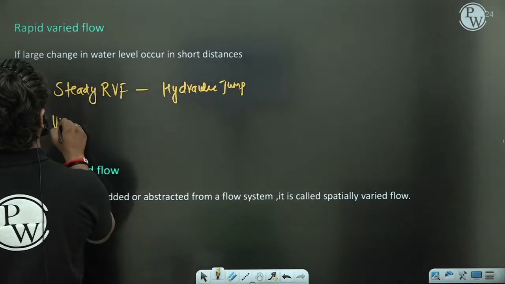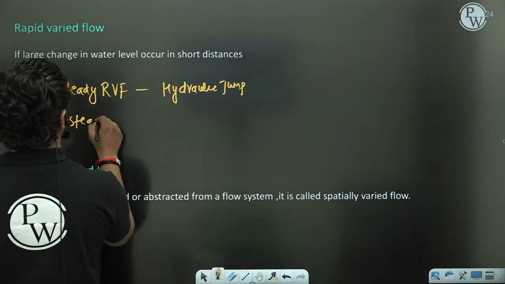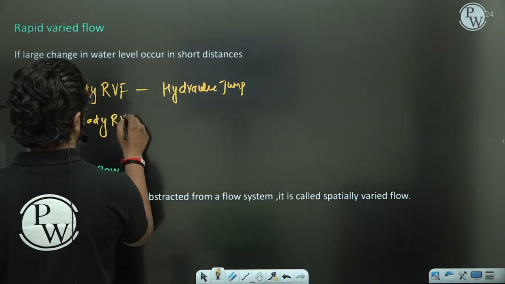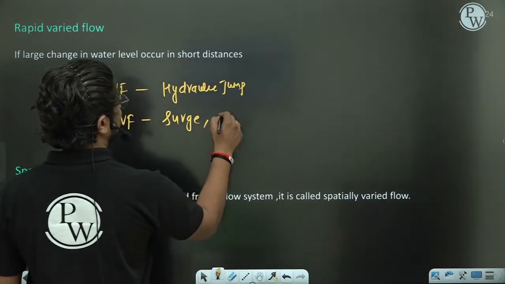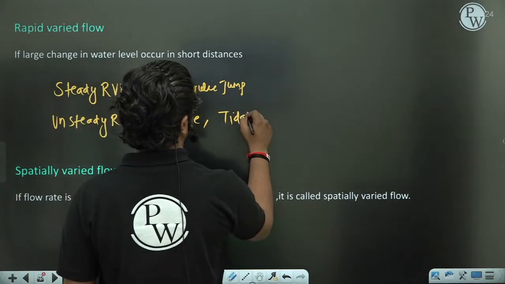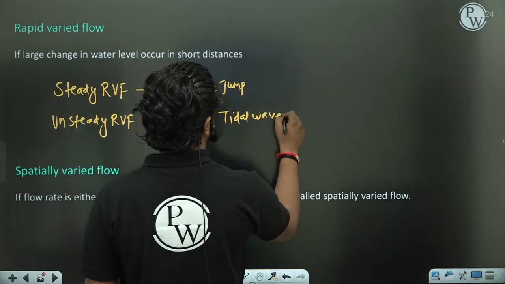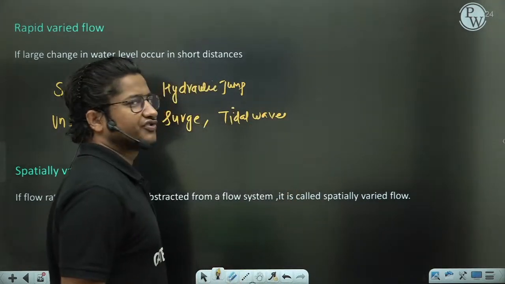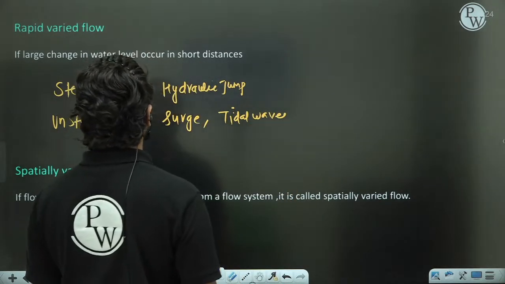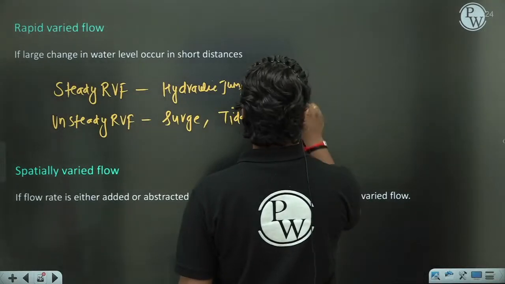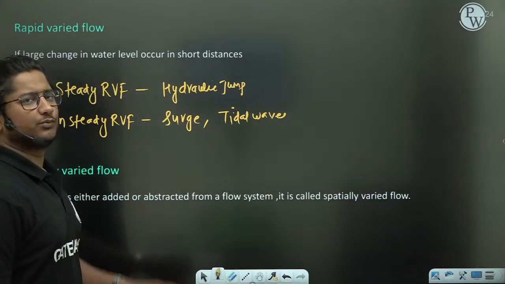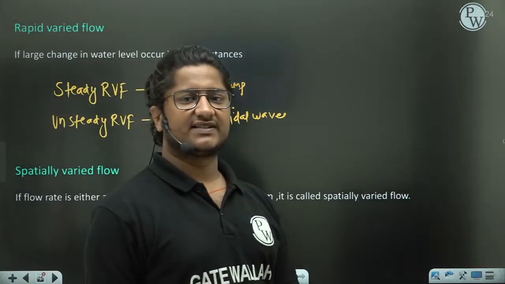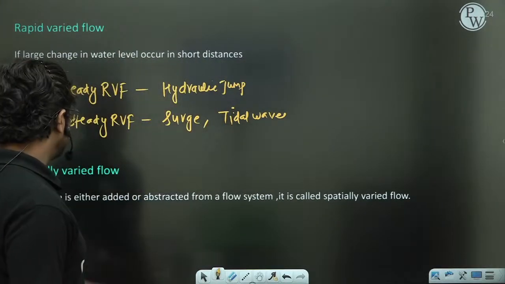and for unsteady RVF, examples will be surge wave, even tidal waves which you see in your ocean and all. So these are the unsteady RVF. Hydraulic jump and surge are both separate topics. There I will discuss in detail. Right now just note down the examples.